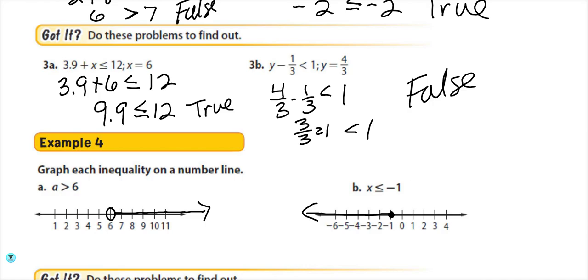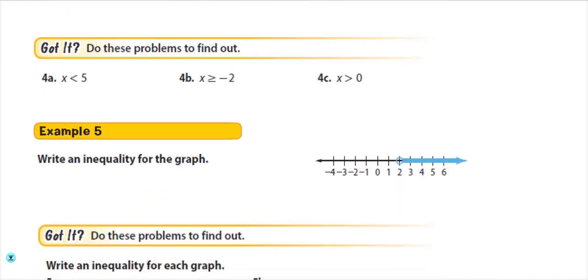Let's go ahead and try the got it questions. So we have 4a, and we have x is less than 5. We're just going to do a really short number line here. We're going to put 5. So it's less than 5. Do I need to include 5? No. And which way should I shade? Towards the left. So we're just going to shade and go out this way.